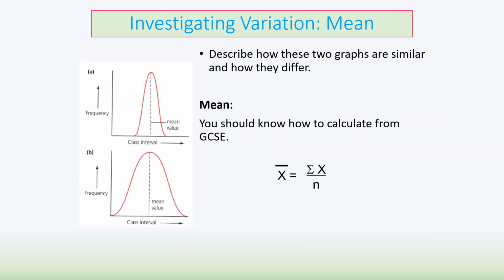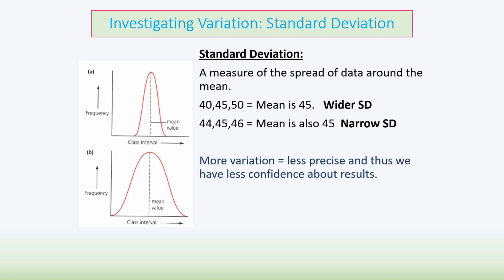When we investigate variation, we would calculate a mean, and you should know that you do that by adding up all the individual values and dividing by the number of repeats you have. We also calculate the standard deviation, which is a measure of the spread of data around the mean. So here you can see the bits of data. If we have 40, 45 and 50, the mean is 45.